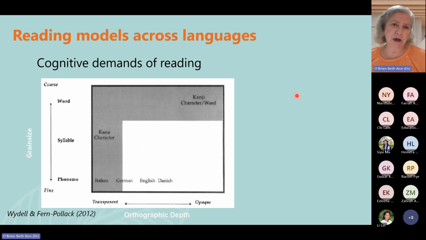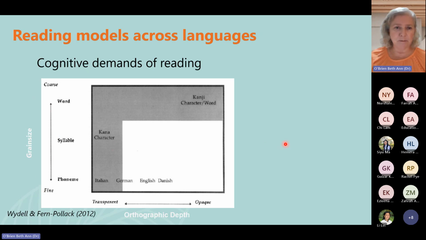Okay, so this takes us to the idea that depending on the script, there are different cognitive demands for reading, and this would suggest that the process of reading and learning to read might be different depending on the type of script that you're learning. So this is just a nice graphic that combines the orthographic depth hypothesis, where the script can be more or less transparent or opaque in its relation to spoken language, and also considering the grain size at which a reader might optimally process the words.